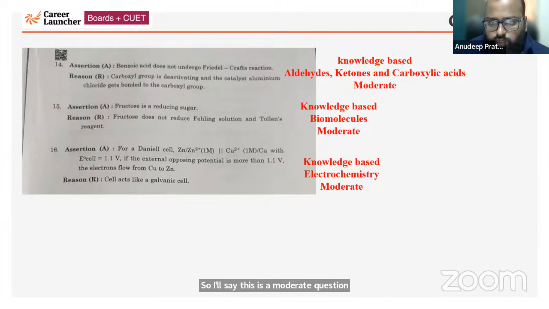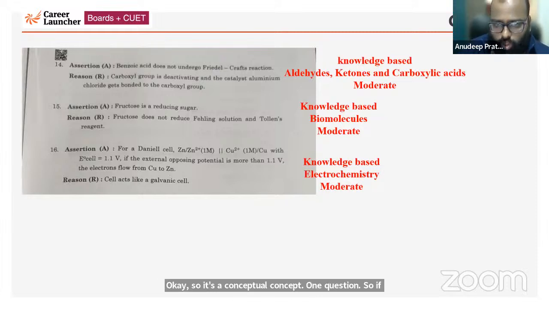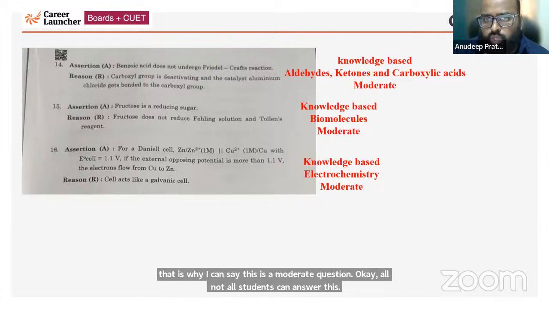Okay. Next one is electrochemistry. It's basically how Daniel cell work, how the electrons flow and all. Okay, so it's a concept-wise question. So if you have a good knowledge about how electrochemical cell works, then only you can answer this question. So that is why I can say this is a moderate question. Okay, not all students can answer this. Okay, so I'll say that is why it is a moderate question.